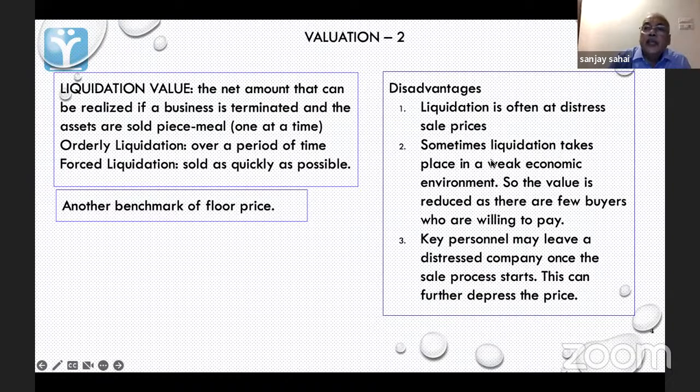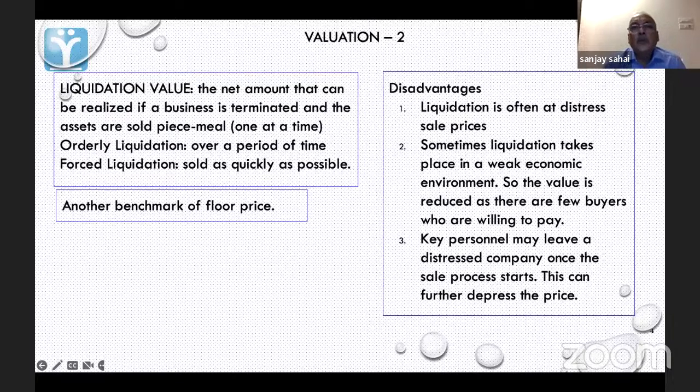Then sometimes liquidation takes place in a weak economic environment. Take the present time, for example. We have just been through 2-3 rounds of COVID. The economy is not doing that well. If you want to sell or liquidate at this time, people don't have money. Where will they get the money from? How will they give you a good price for what you want? And there is one more problem also. Let's say that somebody is trying to buy the company itself.